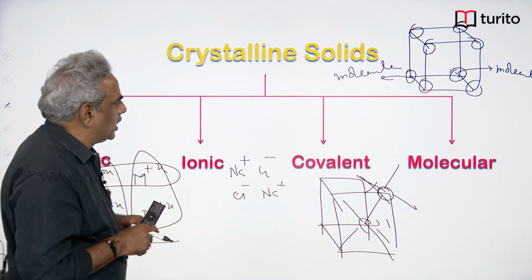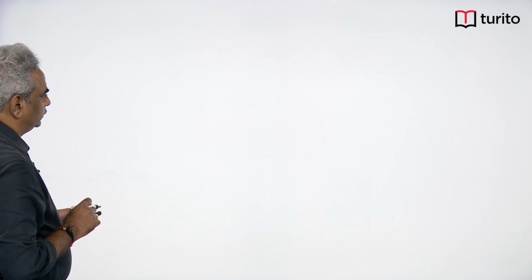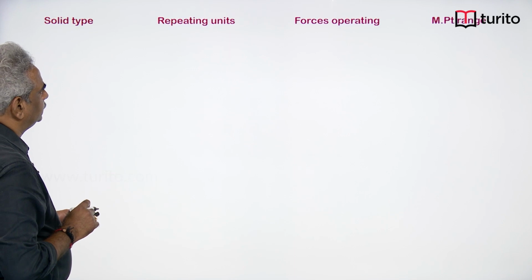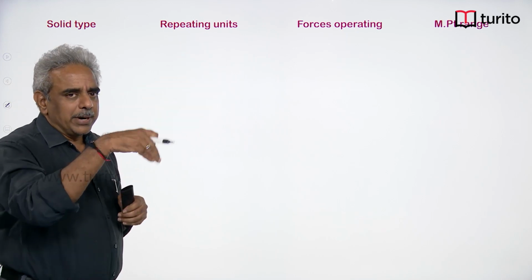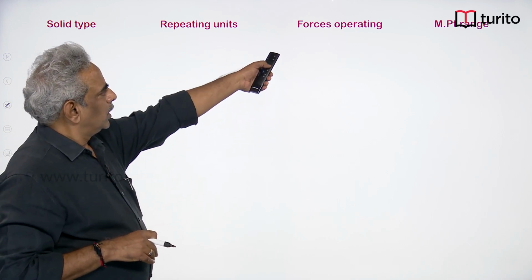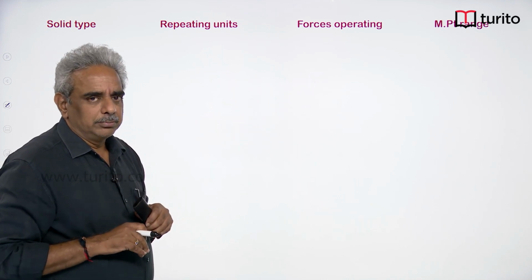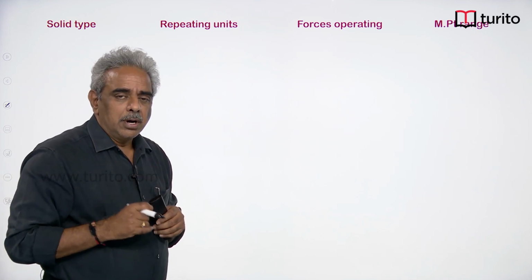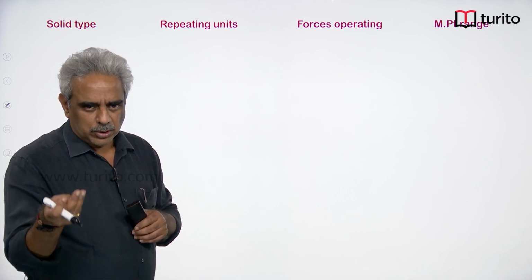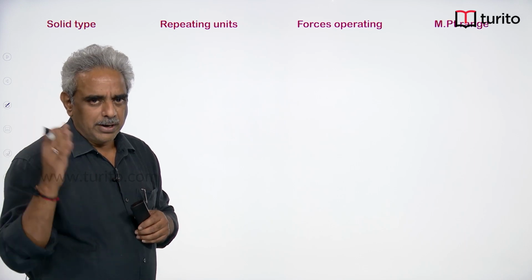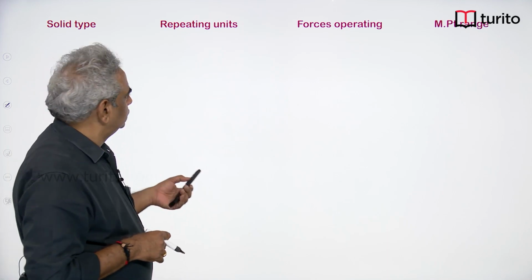We will see them in a more detailed way in my next point. What type of solid you want to see, what are the repeating particles, what forces are keeping the particles together, and the general melting point range. See, iron melts at a high temperature, diamond melts at 3500 and above, but ice melts at 1, 2, 3 degrees, which is enough provided 1 atmosphere pressure. So that melting point range also we can appreciate, we will see one by one.